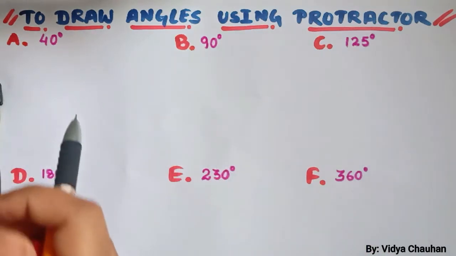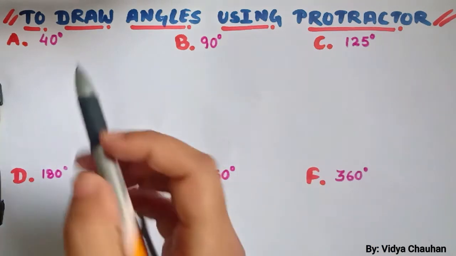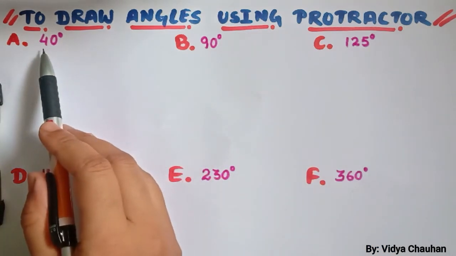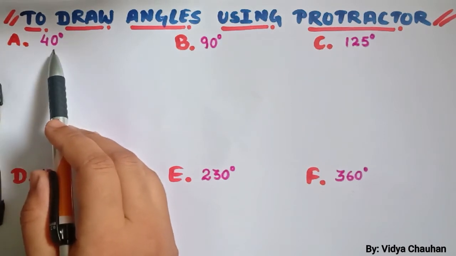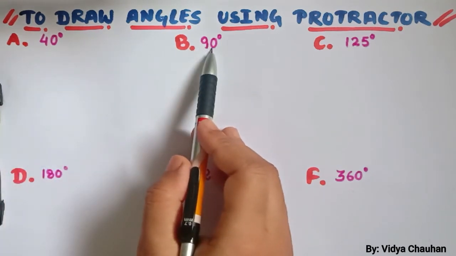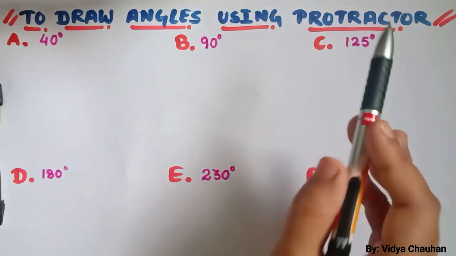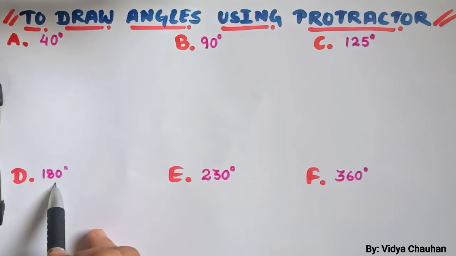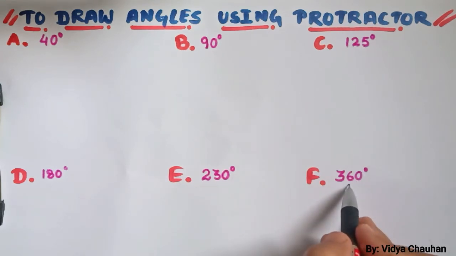But before that, one more thing I would like to tell you: what are these different types of angles. As we have already studied types of angles, what type of angle is 40 degree? It is an acute angle. What type of angle is 90 degree? It is a right angle. 125 degree is an obtuse angle. 180 degree is a straight angle. 230 degree is a reflex angle and 360 degree is a complete angle.